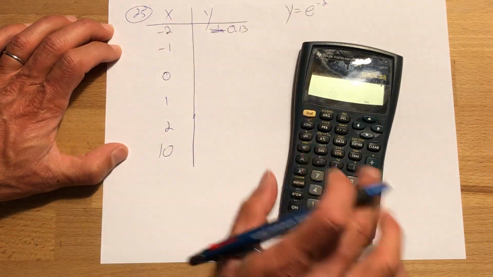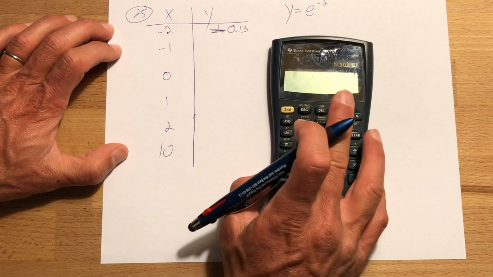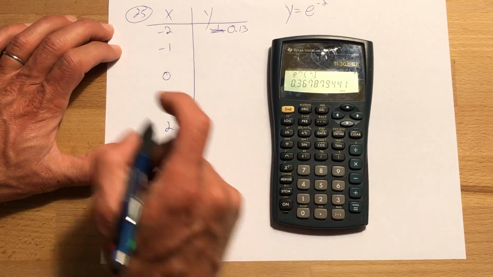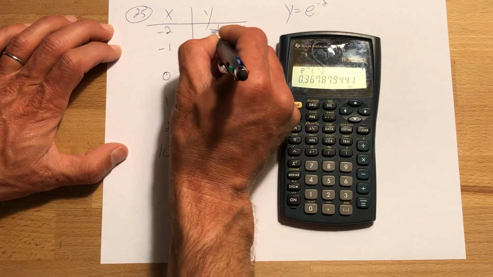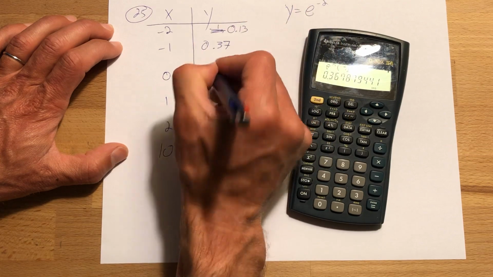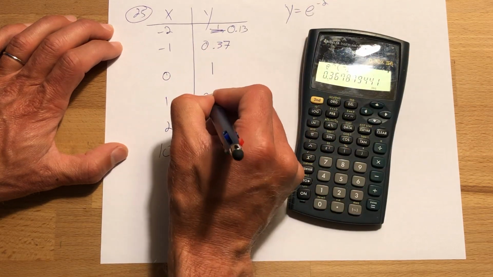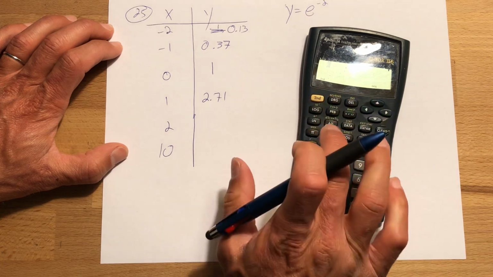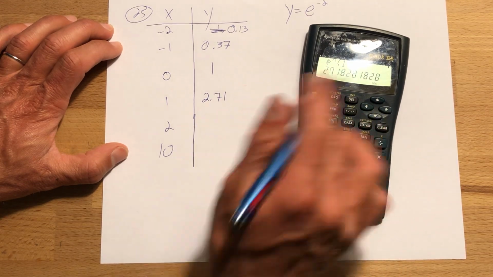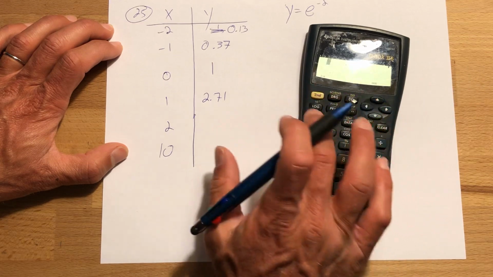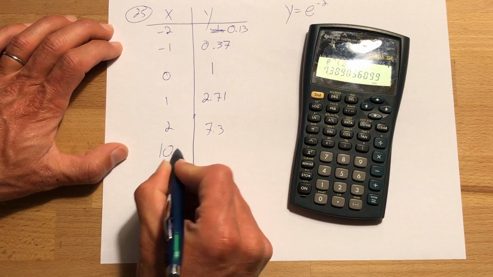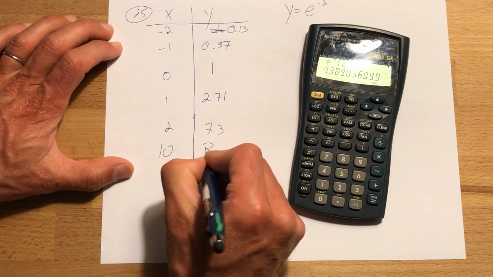If I plug in -1 here, I have e raised to the -1st is going to give me 0.37. e raised to the 0th power is going to give me 1. e raised to the 1st is 2.718, whatever. And then e raised to the second is going to give me 7.3. And if I do e raised to the 10th, it's going to give me a big number.